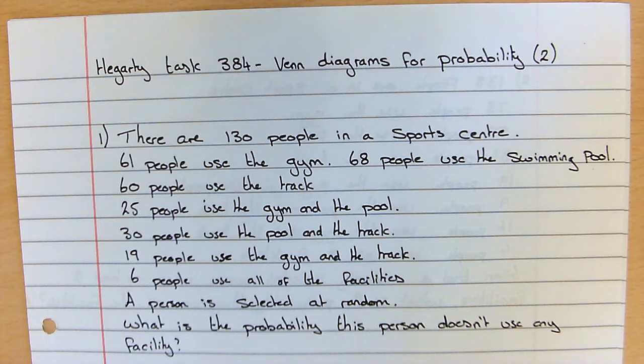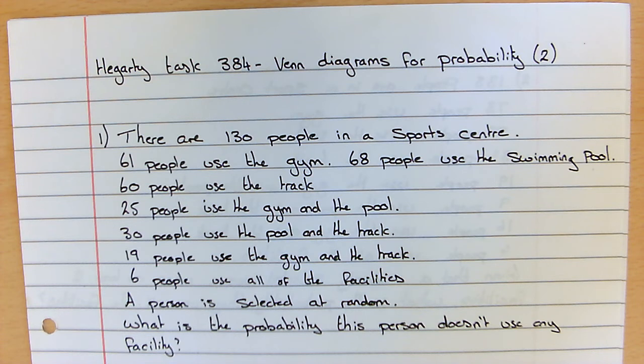Okay, so let's read through the question first. There are 130 people in a sports centre. 61 people use the gym, 68 people use the swimming pool, 60 people use the track, 25 people use the gym and the pool, 30 people use the gym and the track, 19 people use the gym and the track, 6 people use all of the facilities. And the question underneath is that a person is selected at random. What is the probability this person doesn't use any facility?